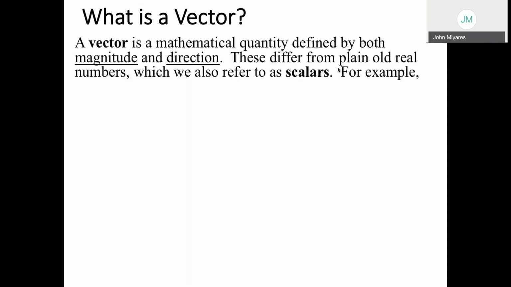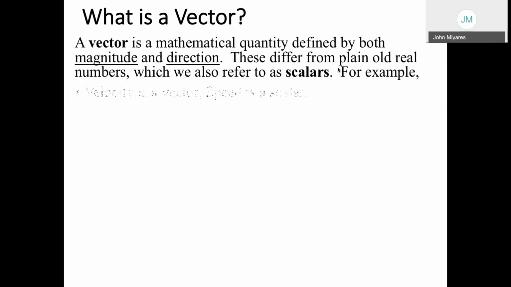So what is a vector? A vector is a mathematical quantity defined by both magnitude and direction. Vectors distinguish themselves from plain old numbers, which we refer to as scalars.